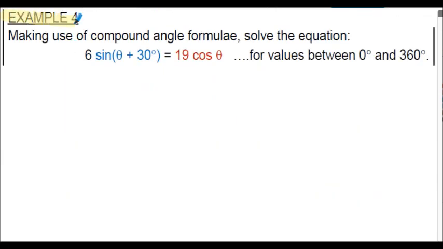Here's example 4. Making use of compound angle formulae, we have to solve the equation 6 multiplied by the sine of in bracket theta plus 30 degrees is equal to 19 cos of theta. We have to solve for values between 0 degrees and 360 degrees only. Obviously there are an infinite number of solutions here, so we're limiting the solutions that occur between 0 and 360 degrees. The full work solution is shown on the following slides.